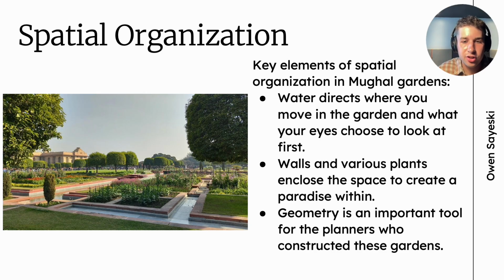Another aspect of this control is geometry. Geometry is an important tool for the planners who constructed these gardens because, again, they're trying to replicate paradise, or what they think it might be in the afterlife. And so they will make sure everything is perfect, everything is measured out exactly the way they want it. So it's not a natural flowing garden, it's more manicured, with human intervention to control the space.